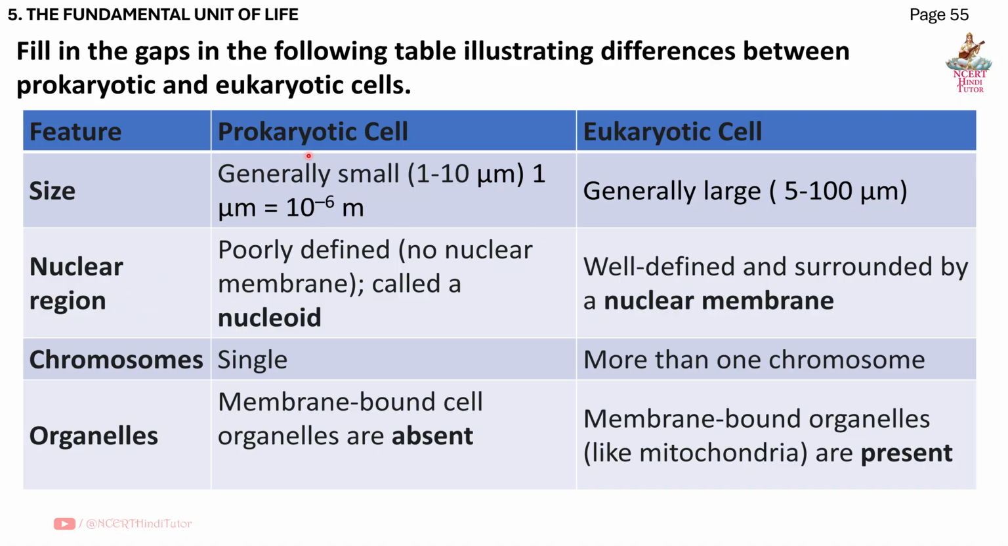Nuclear region: prokaryotic cell poorly defined, no nuclear membrane, called a nucleoid. Eukaryotic cell well defined and surrounded by a nuclear membrane. Chromosomes: prokaryotic cell single, eukaryotic cell more than one chromosome. Organelles: prokaryotic cell membrane bound cell organelles are absent. Eukaryotic cell membrane bound organelles like mitochondria are present.